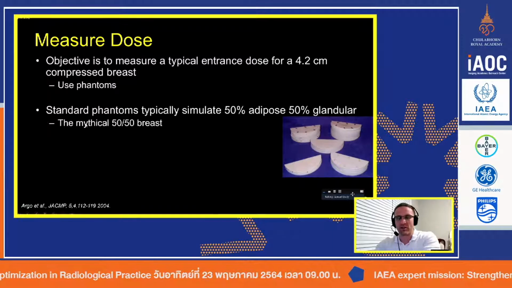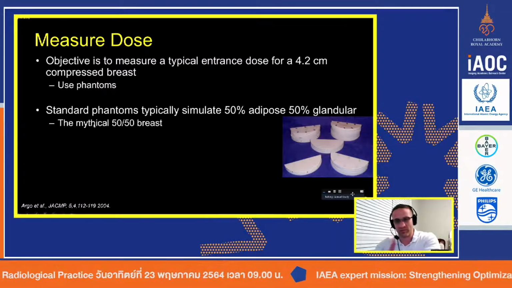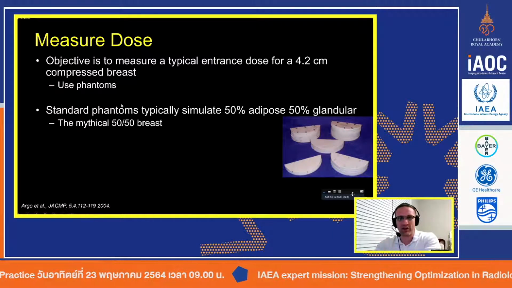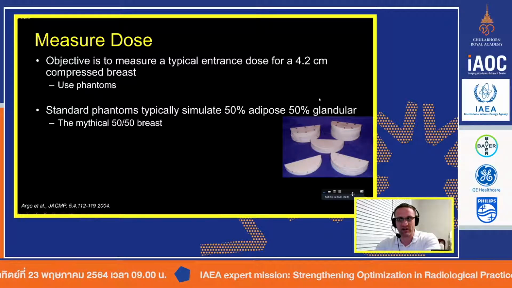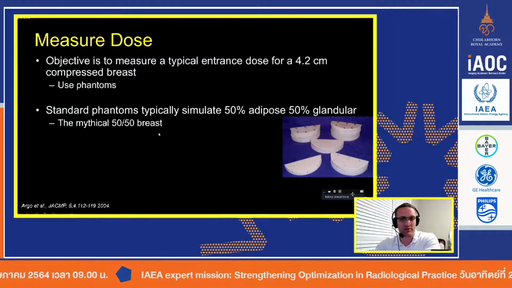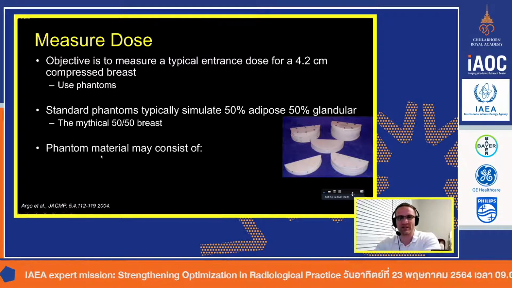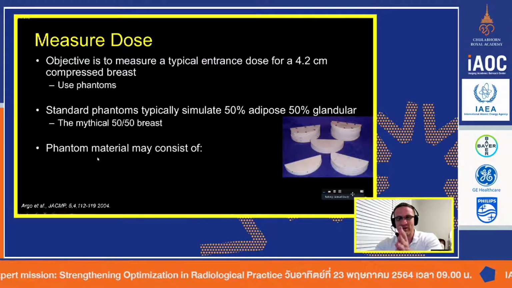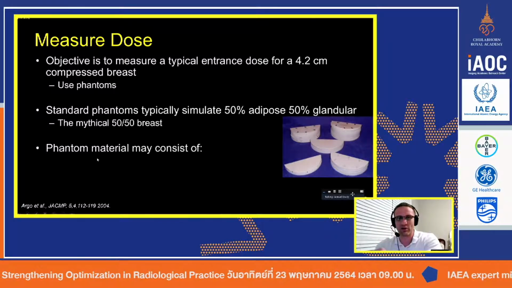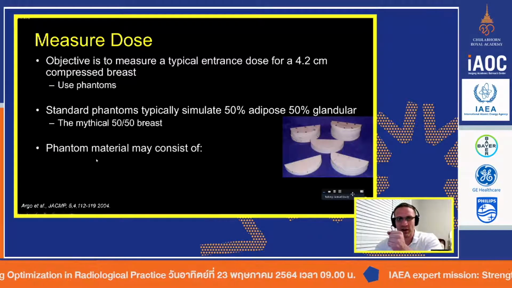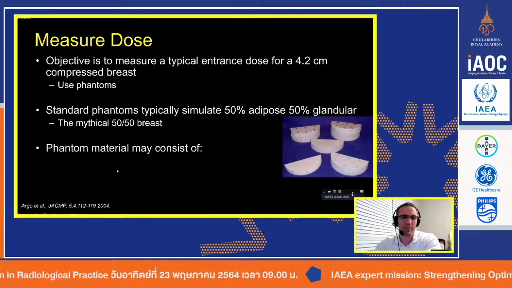I call it the mythical 50-50 breast. We're going to talk about how many women out there have 50% glandularity and how many of them have 50% adipose. And then I'll leave it to you to make the assumption, or to answer the question: is the 50-50 breast dose model an accurate model to be used for women?